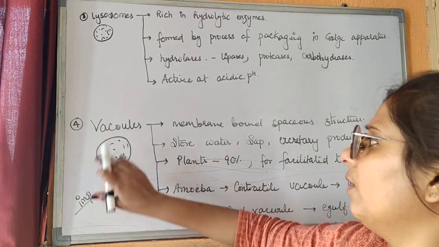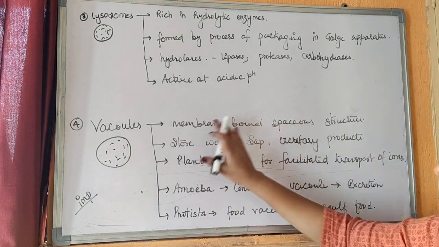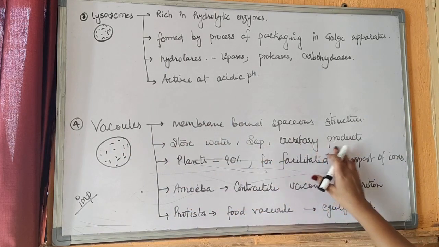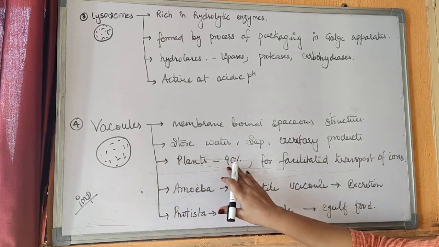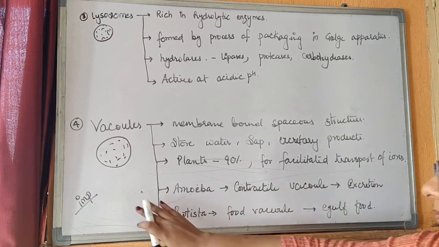The last one is the vacuoles. These are membrane-bound spacious structures involved in the storage of water, sap or excretory products. In plants, the majority of the cell volume, about 90%, is occupied by the vacuole, and these are involved in the facilitated transport of ions in plant cells.